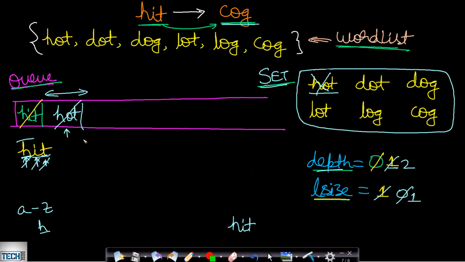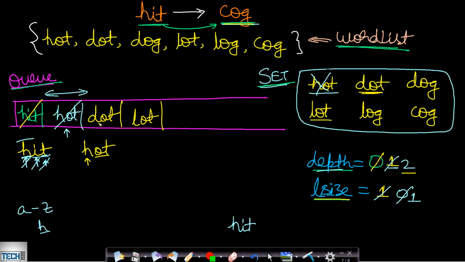Now we will take out this hot and we will process it in the similar way as we processed this hit. So we will take the first character, we will try all 26 possible transformations. Now is there any word which is ending with OT in the set? Yes, there are two words, which are dot and lot. So we will insert dot and also lot. And before inserting, obviously we will check if dot is equal to the end word. If this is true, then we will simply return depth plus 1.